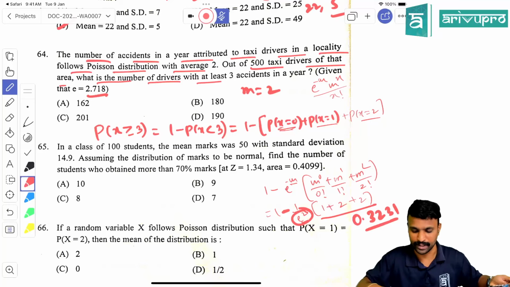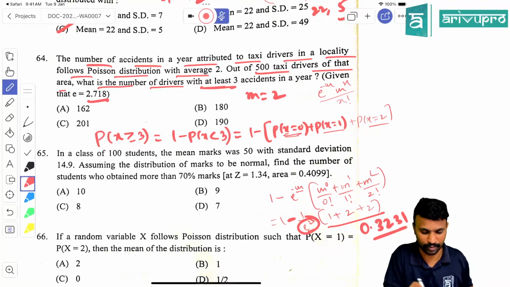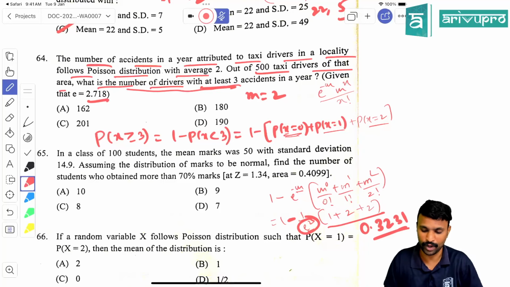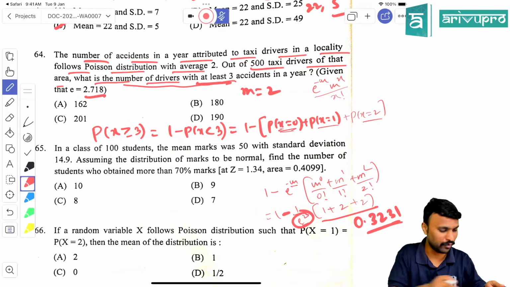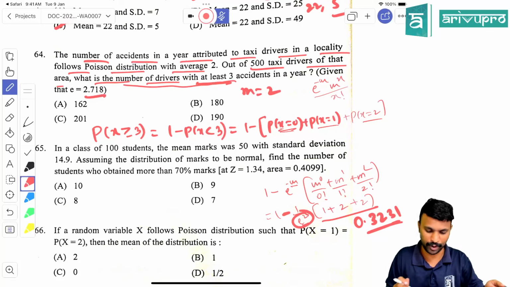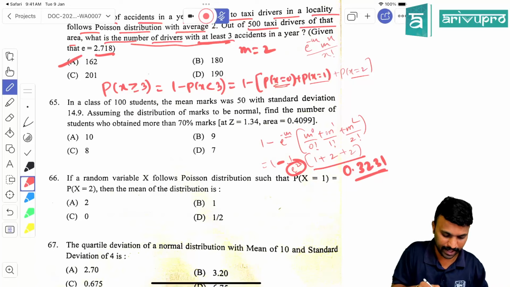0.3231. Okay, this is the probability that the number of drivers with at least 3 accidents. So this is the probability. Now what we need to find out is the number of people. So 500 into this probability we have to do. So what is the result? 161.59. So nearest answer is 162. Option A is the right answer.